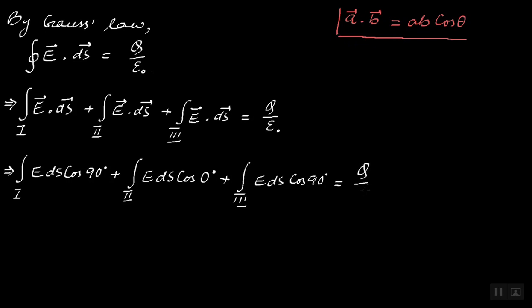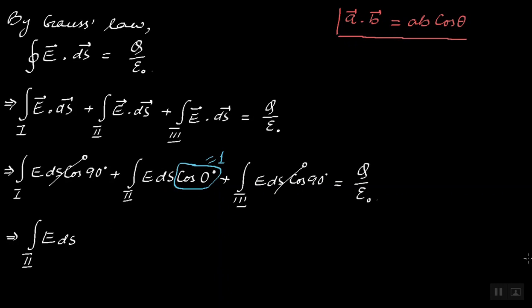So this will be equal to q by epsilon naught, right? So this part will be 0, this part will be 0. Why? Because cos of 90 degrees is 0. Okay, so you have integration of only in region 2, E ds. Why? Since cos of 0 degree is equal to 1. So if you put this equal to 1, you are left with E ds.